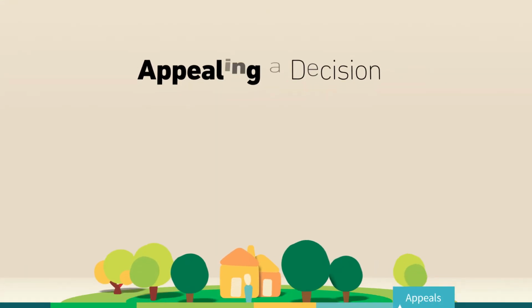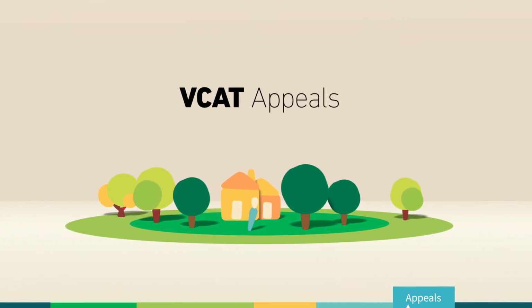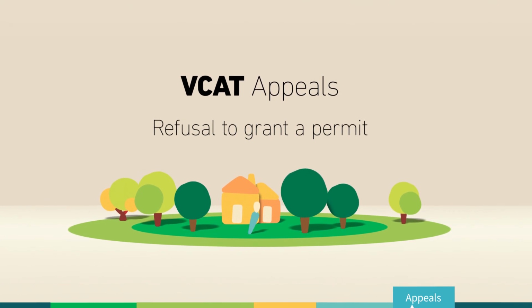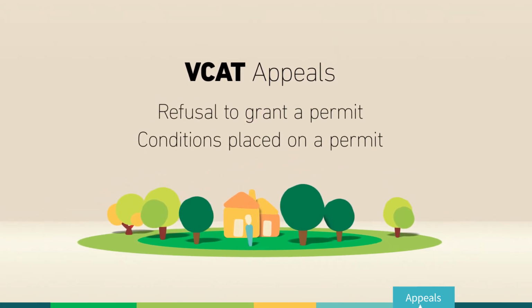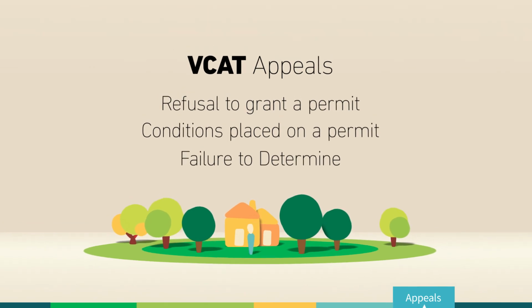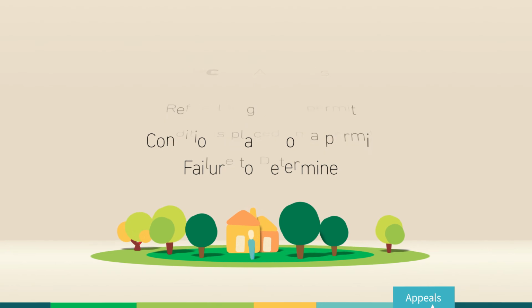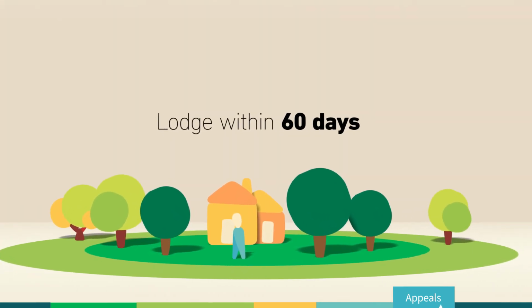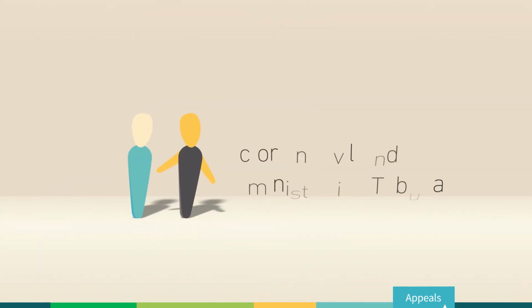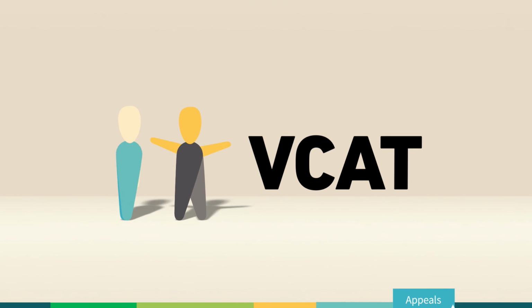To appeal council's decision to either grant or refuse a planning permit, you can apply to VCAT for a review. You can also appeal specific conditions placed on a permit. And if council fails to decide on your permit, you can lodge an appeal with VCAT to recover your application fee. VCAT appeals must be lodged within 60 days of the decision. Refer to the Victorian Civil and Administrative Tribunal for more information about reviews.